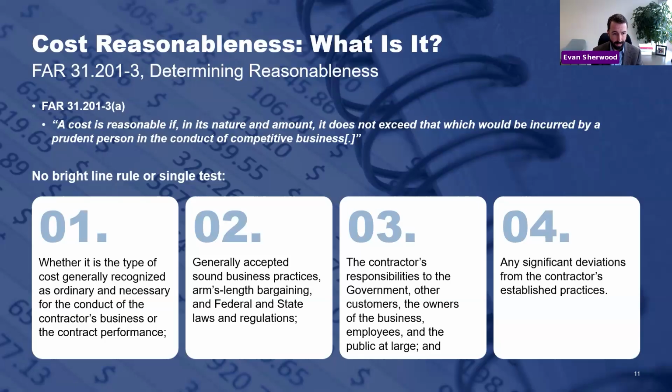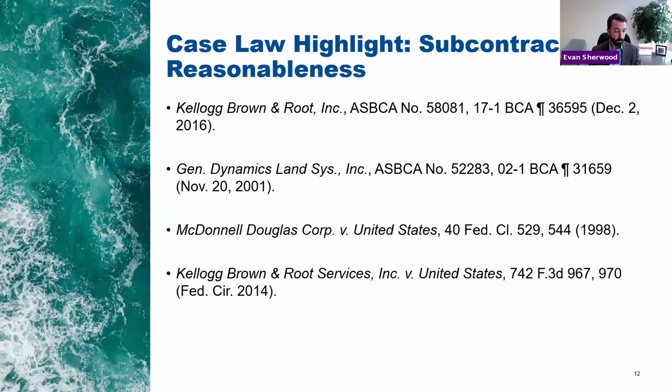There's no bright line rule for doing that. There's 4 factors. This comes from the FAR. We've got them on the screen. Are these costs that are generally recognized as ordinary and necessary for business? Are they the result of arm's length bargaining and sound business practices? Are they consistent with a contractor's normal policies? Did a contractor incur a new type of cost for the first time that's very unusual? The government will look at those kinds of things, and it will look at them when it's reviewing your settlement costs in your termination settlement proposal.